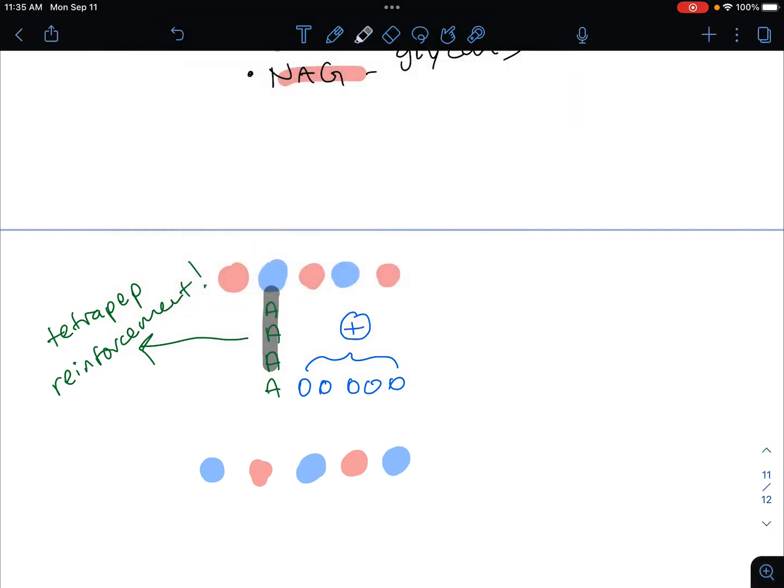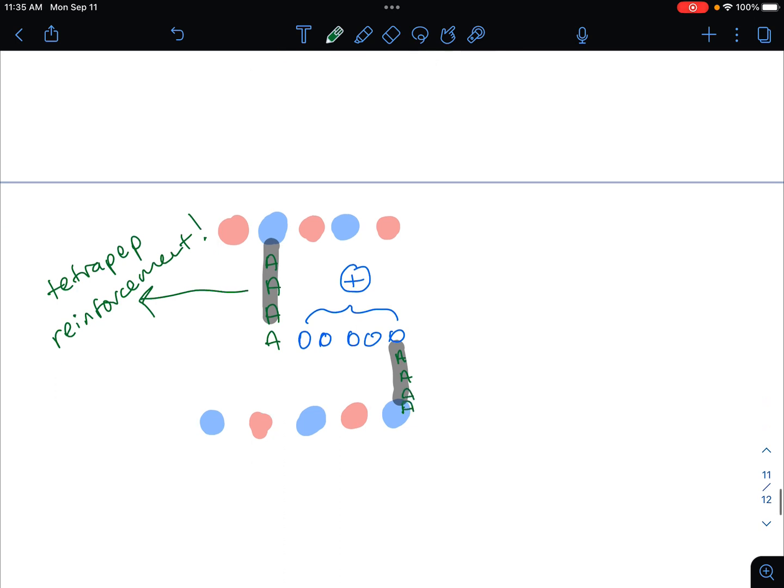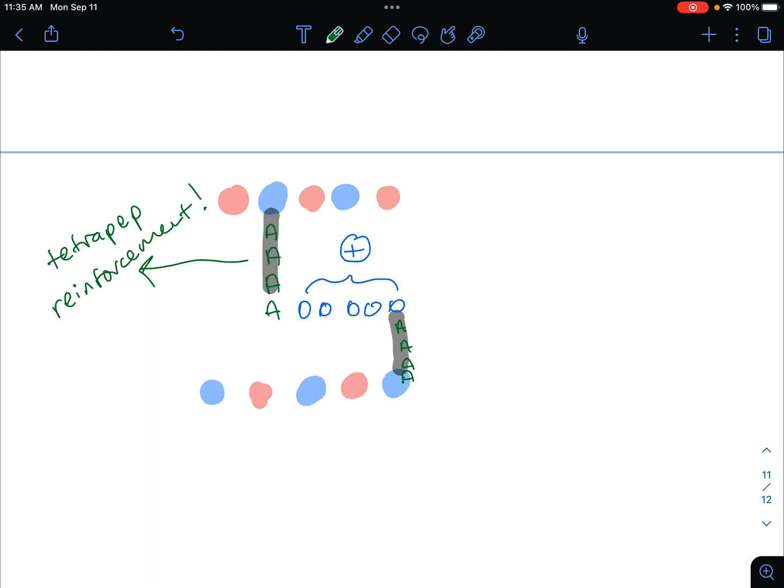Alright, so now we go back again to a tetrapeptide chain, and again, tetrapeptide means 4 peptides, so 4 A's, 4 amino acids. Alright, so that's basically the structure of peptidoglycan.